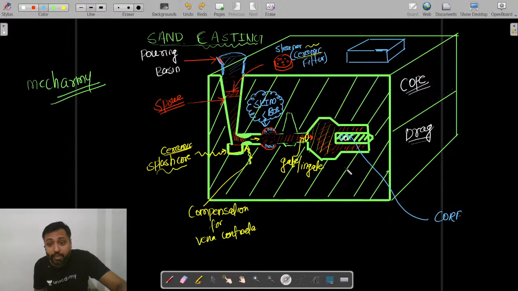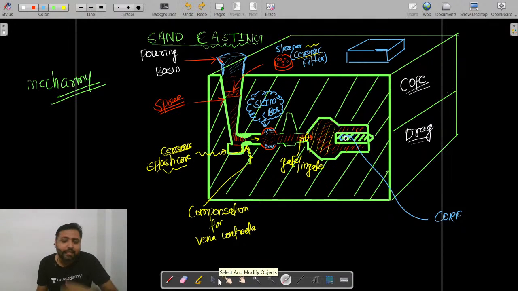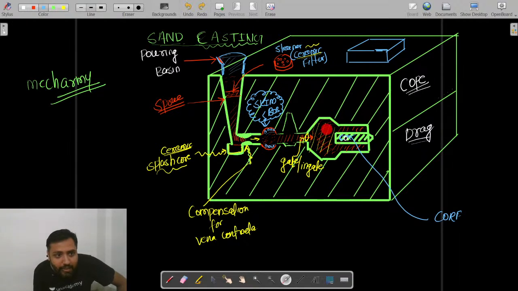And yes, it must be better. Why? Because this is the core, which is smaller in size, less metal is there, and moreover, from all sides it is surrounded by the molten metal. So whatever this core is, it should have better refractoriness, better strength, both green strength and dry strength, and better collapsibility. Yes, that part of the discussion will come again.